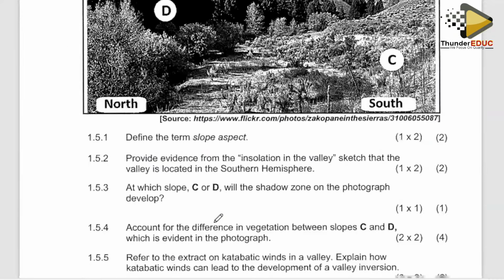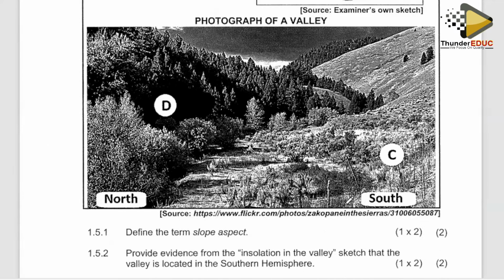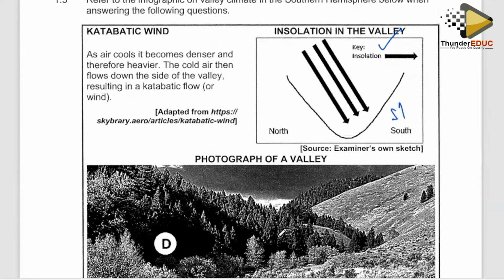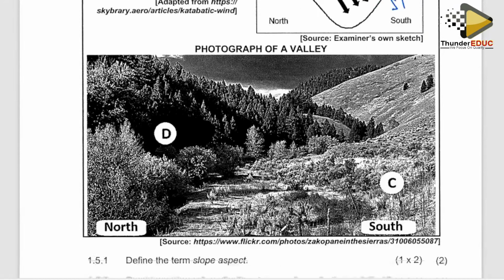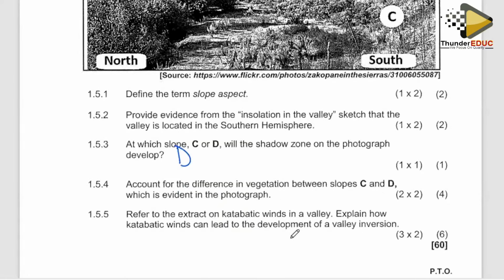Right, let's move on. Account for at which slope C or D will be the shadow zone in the photograph developed. C or D, our shadow zone develops where there is a limited insolation. So it will develop a D. You can see there that is dark at D and is lit at C. The northern slope is the one which is in the shadow zone.